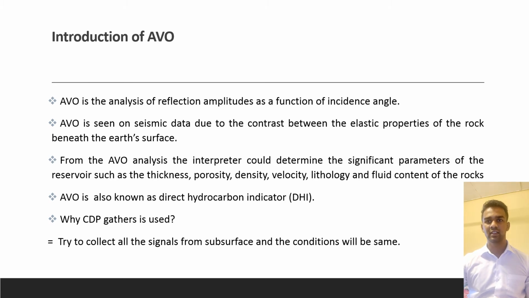AVO is seen on seismic data due to the contrast between the elastic properties of the rock beneath the Earth's surface. From AVO analysis, the interpreter could determine the significant parameters of the reservoir, such as the thickness, porosity, density, velocity, lithology, and fluid content of the rocks. AVO is also known as a direct hydrocarbon indicator.